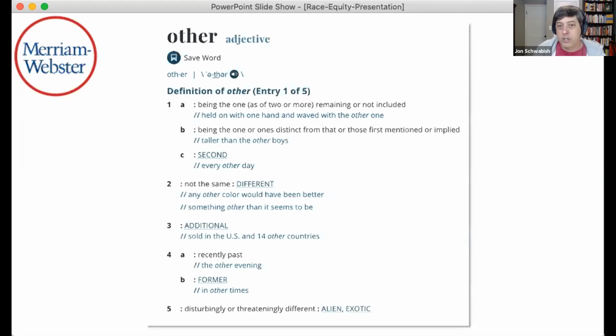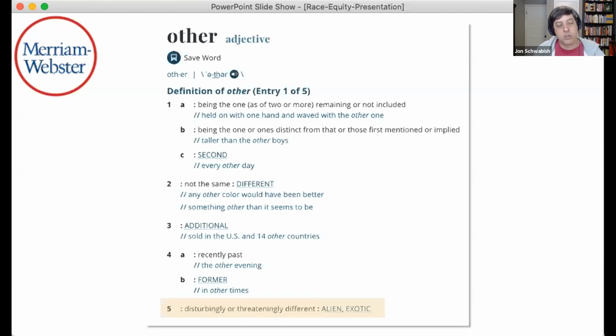Okay, so now when we have these aggregate groups, what do we do about what is often labeled as the other category? This is another extension of language, and it's a real challenge for many of us who are working with data. So this is the entry from the Merriam-Webster dictionary of the word other. What struck me about this definition is the fifth entry, which is disturbingly or threateningly different. So I think there is a connotation that the word other is threatening or disturbing.